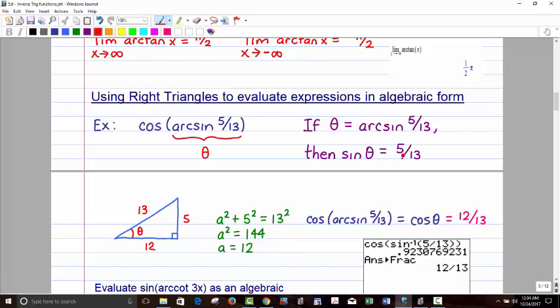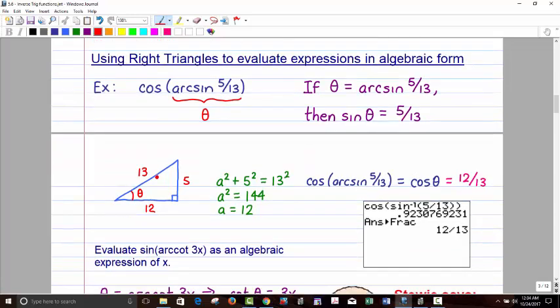Well, I think I could draw a right triangle that has sine of 5 over 13. Got a right triangle. I'll put my theta here. Opposite is 5, hypotenuse is 13. And of course, if you have a right triangle and you know any two sides, we have a famous theorem called the Pythagorean theorem that will allow us to solve for the other side. And that will give me 12.